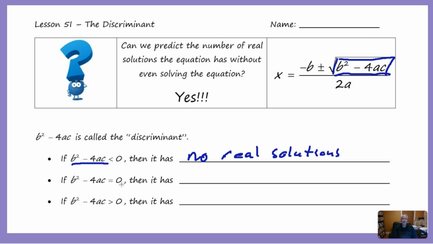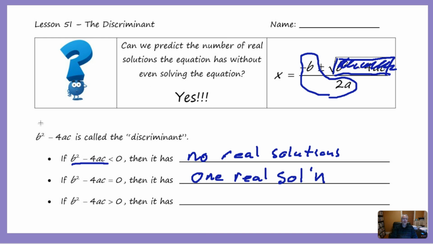Okay? If it's equal to 0, then this would just be 0, it'd be gone. It'd be the opposite of b plus or minus 0, which is really the same thing whether you take the plus or the minus. So we really just get one solution, x equals the opposite of b over 2a. So there's just one real solution. And I'm going to abbreviate here. That means solution.